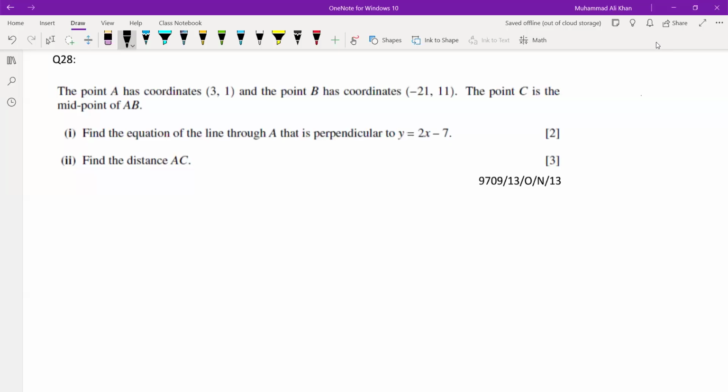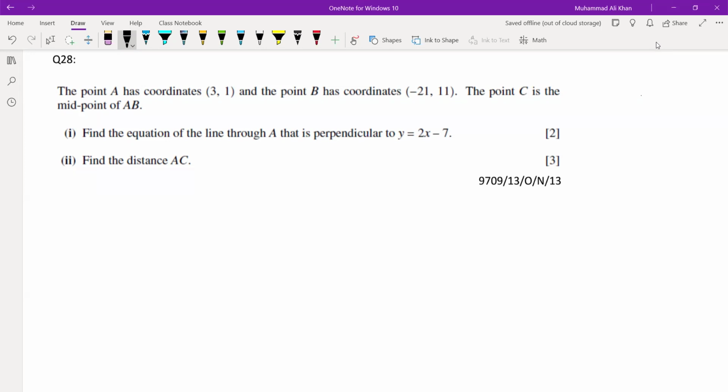Now here, question number 28, it is 970913 October November 13. And the question is: the point A has this coordinate, B has this coordinate, and the point C is the midpoint of AB. Find the equation of the line through A perpendicular to this.